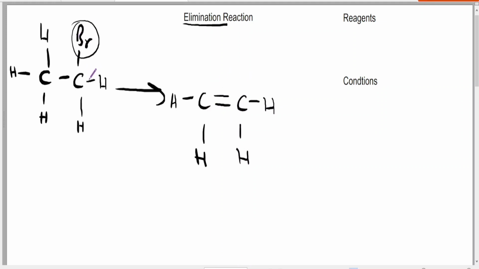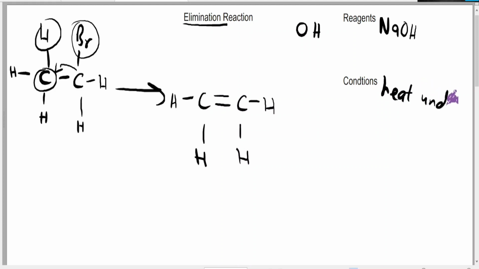The hydrogen which would get removed would be from the carbon which is adjacent to the carbon that is bearing the bromine or the halogen. The reagent for this is very similar to the nucleophilic substitution with the OH ion. So the reagent is NaOH, and the condition is heat under reflux. But wait, this NaOH in the case of nucleophilic substitution with the OH ion was aqueous, right? But in the case of elimination, this NaOH would be dissolved in ethanol.